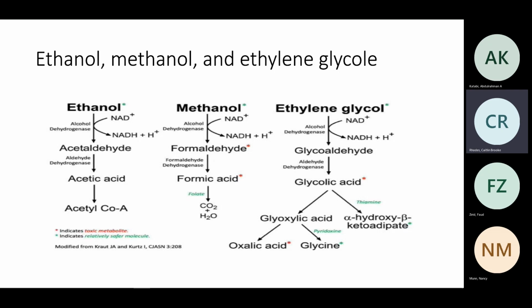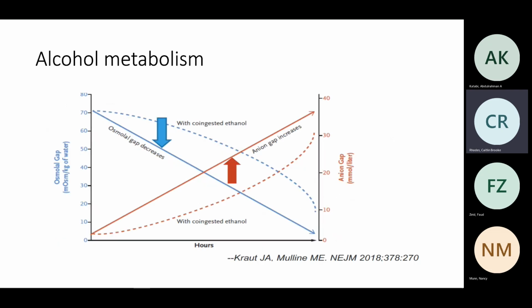It's very important: if patients come in the first few hours, with early metabolism they're going to come with a high osmolar gap. If they come late, the osmolar gap is usually normal, but they will have high anion gap metabolic acidosis. If you see the green ones there, folate can help in methanol toxicity by facilitating conversion of formic acid to CO2 and water, and pyridoxine and thiamine are used for ethylene glycol overdose. But this is not the main treatment.